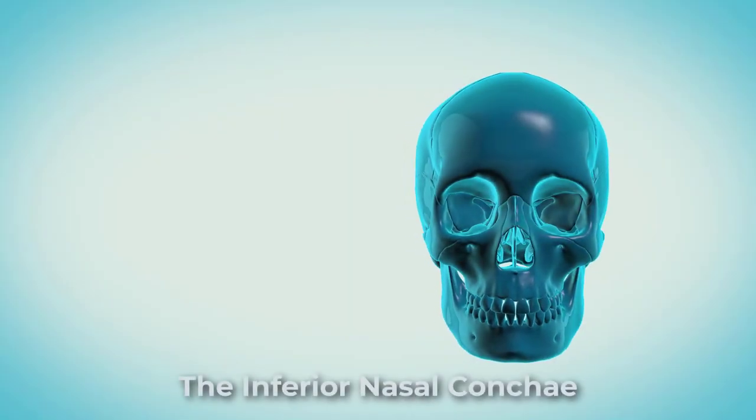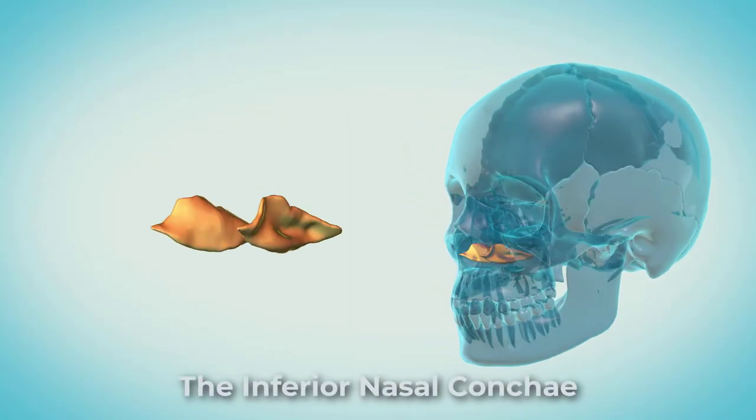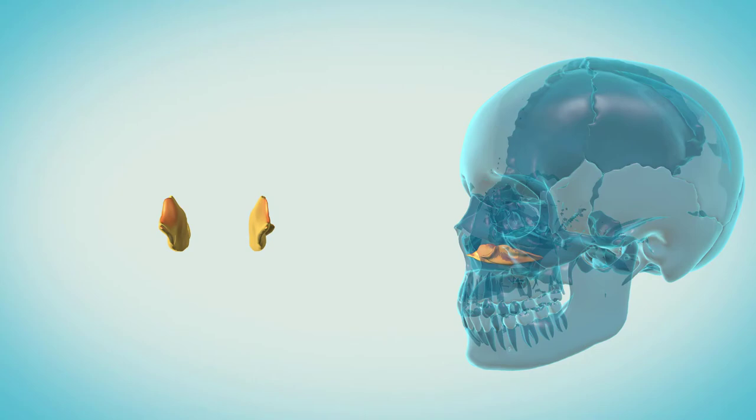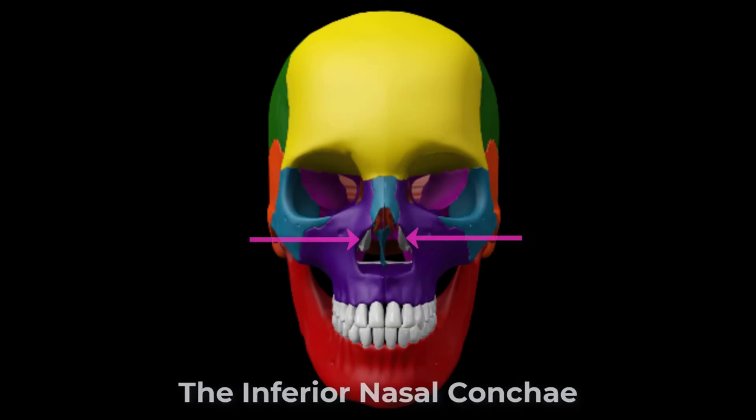The right and left inferior nasal concha form a curved bony plate that projects into the nasal cavity space from the lower lateral wall. The inferior concha is the largest of the nasal conchae and can easily be seen when looking into the anterior opening of the nasal cavity.